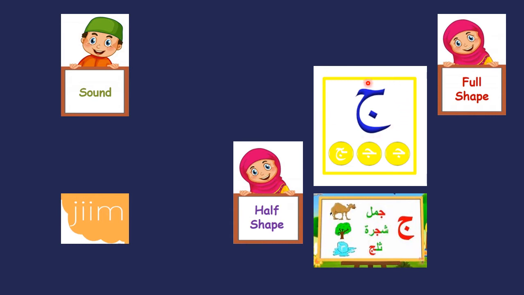This is letter Jim full shape. You can see a dot in it. These are the half shapes of Jim. When it comes in the word, the initial shape is this, the middle shape, and the end shape. And its sound is Jim.